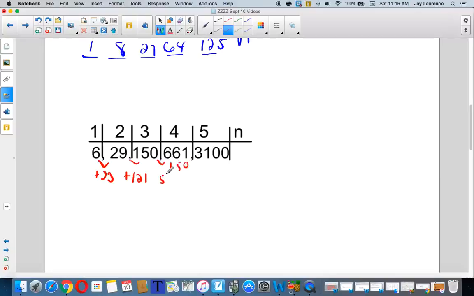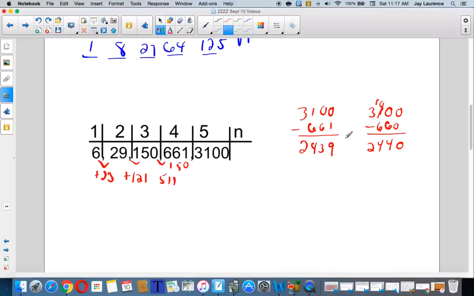And so that's going to be 5, 11, right? Is that right? That should be right. 1, 1, and 1. Okay, and then I'm going to go 3,100 minus 661. Well, if 3,100 minus 660 is 2440, then this must be 2439. Why? Because I took one more away. 2439.